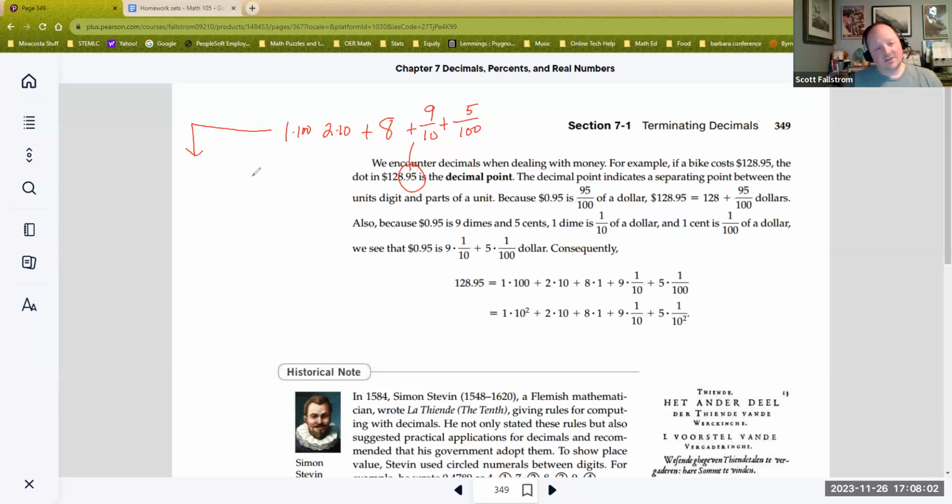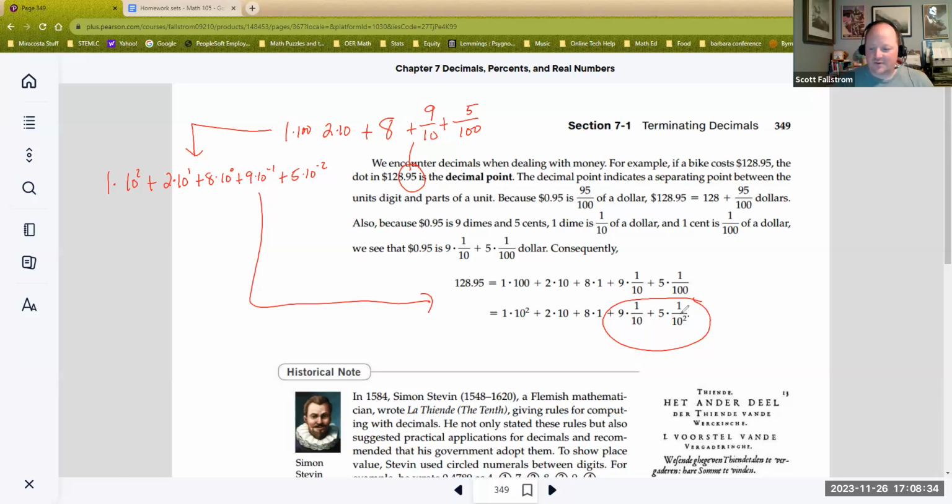Now, if you really wanted to, you could actually write that with, how would I say, with exponents, probably the best way. So 1 times 10 squared plus 2 times 10 to the first plus 8 times 10 to the 0. Remember, to the 0 power would be groups of 1, plus 9 times 10 to the minus 1 plus 5 times 10 to the minus 2. So that's the way that we could write this in expanded place value notation. And if you wanted to, you can kind of look down here. They have taken those 10 to the minus 1 and 10 to the minus 2 and written them this way.